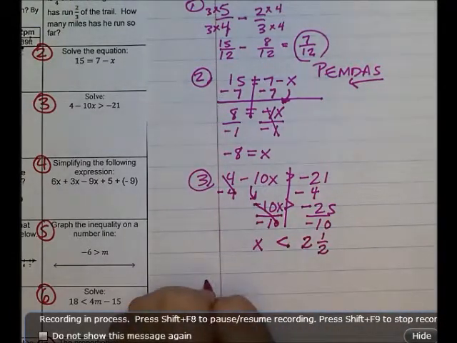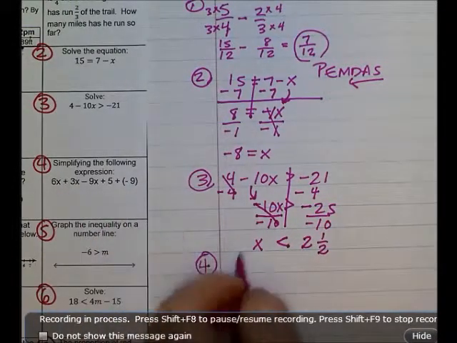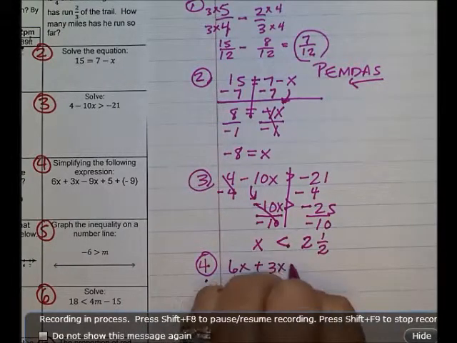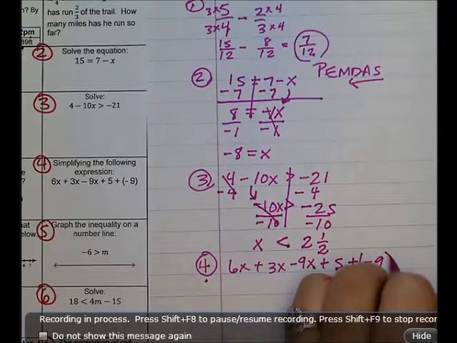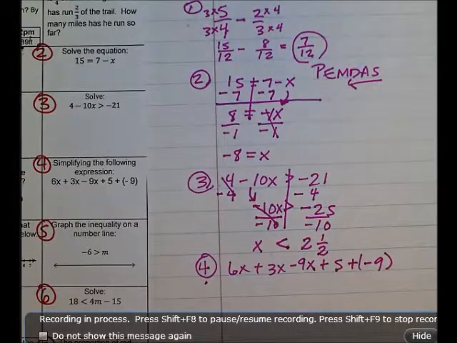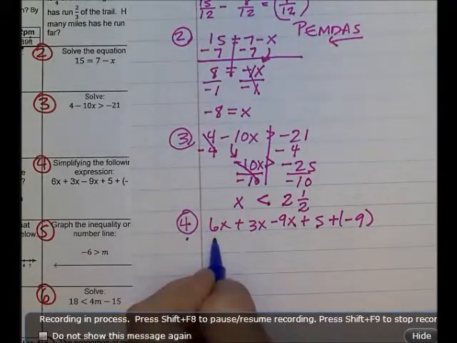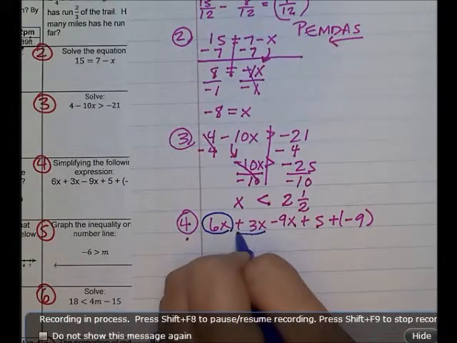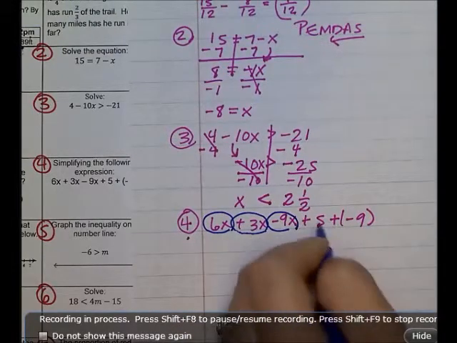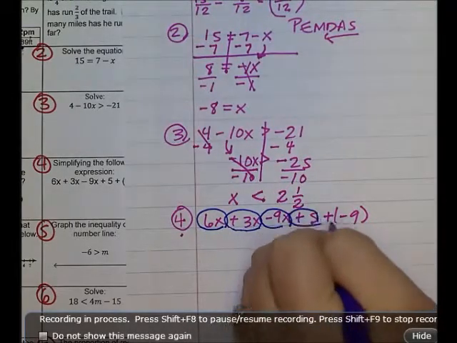Number 4. Simplify the following expression. So I have 6x plus 3x minus 9x plus 5 plus negative 9. This is when, if you have extra colors in hand, that's always helpful. Or you can make shapes or box it up, chop it up method, however works best for you. I love the color method, so I'm going to do that one. So I have x's, so I'm going to make a blue circle around all my x's. And then I have a purple, so I'm going to make a purple circle around my constants.